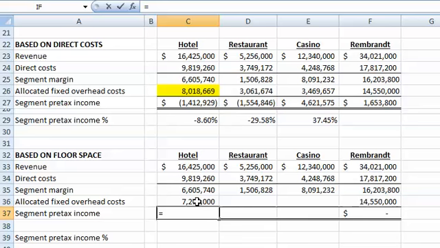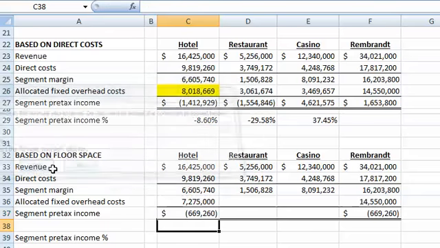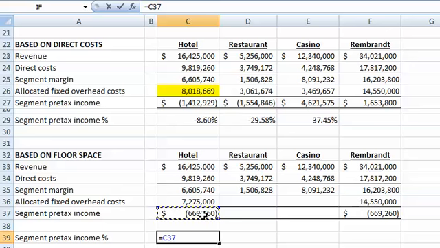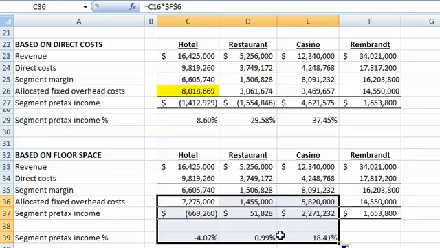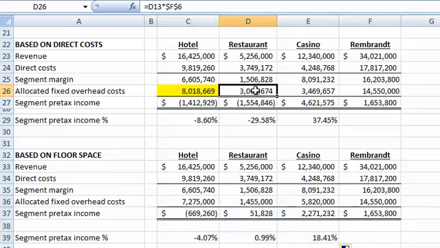segment margin has increased. Instead of a $1.4 million loss, we have a $600,000 loss, and our segment margin is the 6 divided by the 16, a loss of 4.7%. Our allocation of overhead to the restaurants went from $3 million to $1.4 million, and so again its profitability has increased. In fact, now it appears as though the restaurant is operating at a positive pre-tax segment margin.